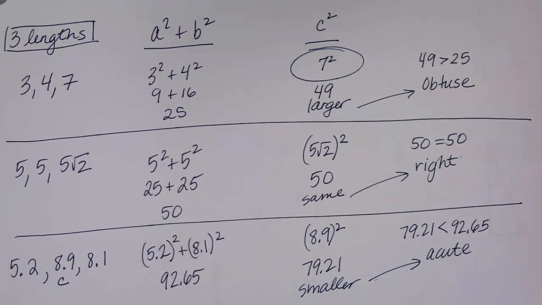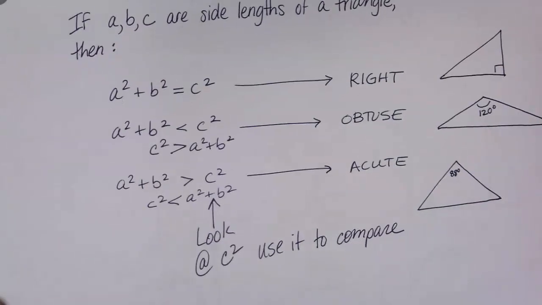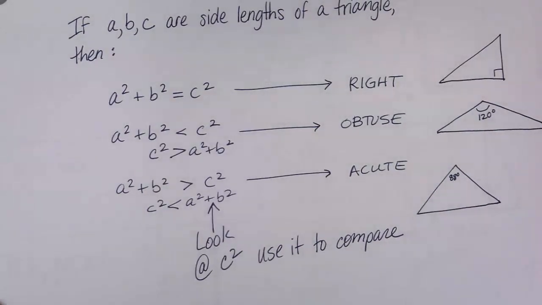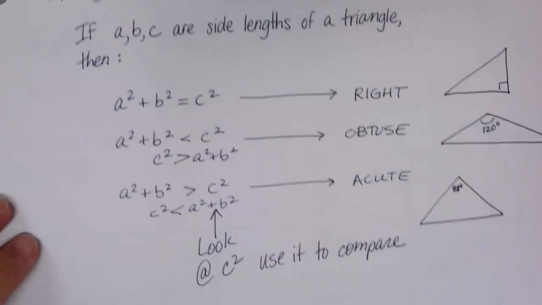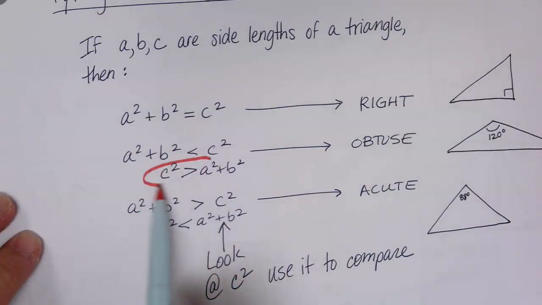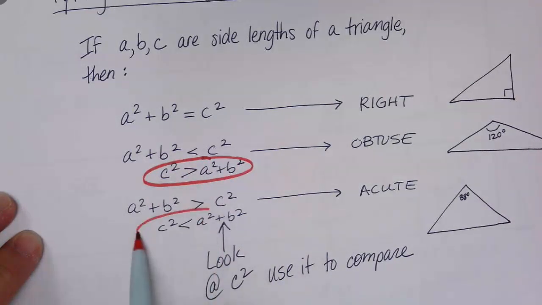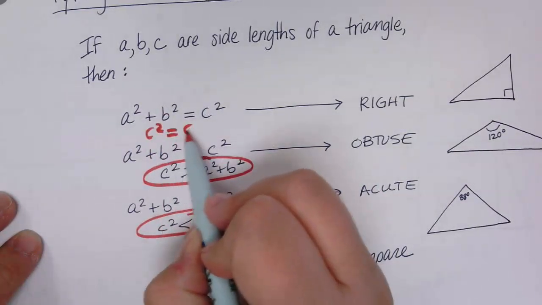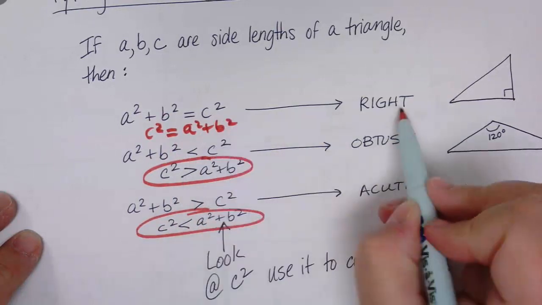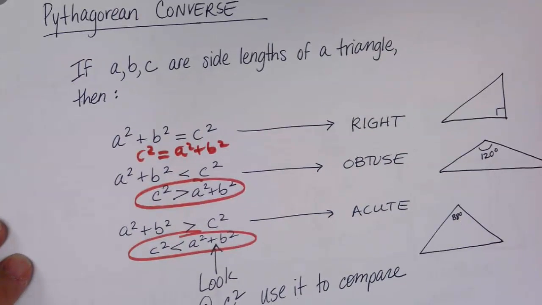If I wanted to write that like this, notice, well, my pencils are not sharpened well, my colored pencils. I could write it like this, and it pretty much says that if c squared is larger, it's obtuse. If c squared is smaller, it's acute. And these mean the same thing. And these two mean the same thing. And we could rewrite this one too. If c squared is the same, it's right. Hope this helped you with Pythagorean Converse.